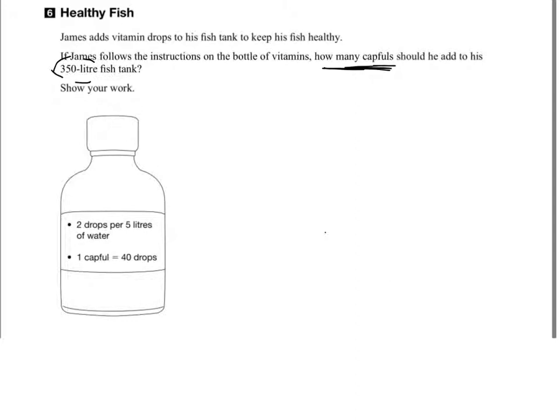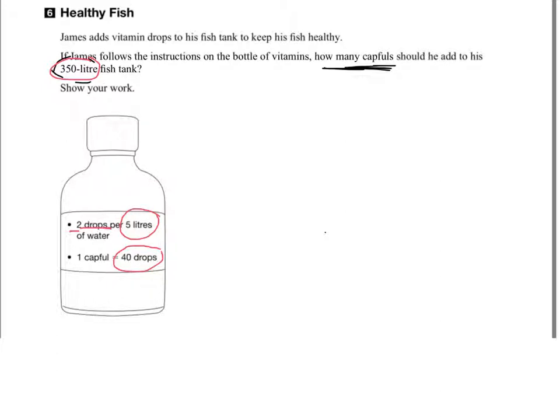Every 5 liters of water, he has to add 2 drops, okay? And we know that 1 capful of these vitamins is equal to 40 drops. How many liters is his fish tank? 350. So we need to figure out how many drops he needs to fill up 350 liters at a rate of 2 drops for every 5 liters. This is the rate at which he has to put in the vitamins.